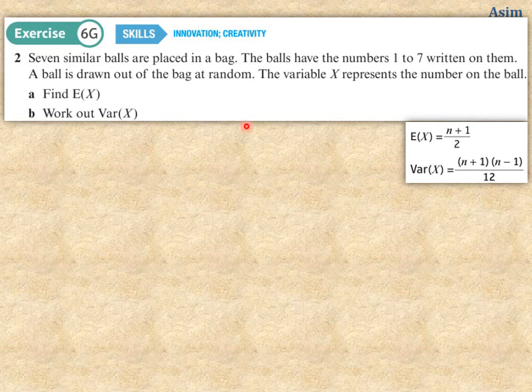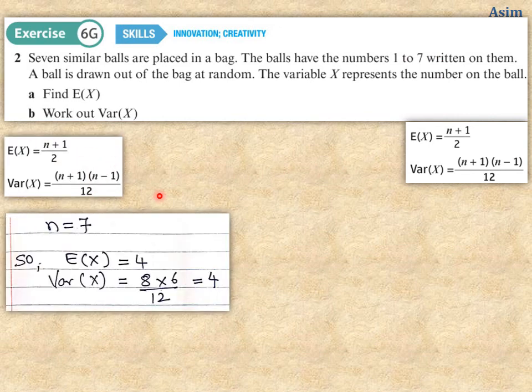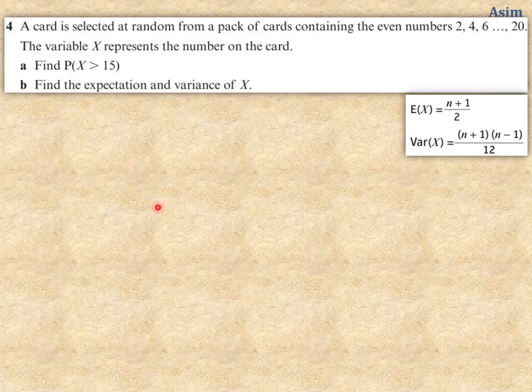You don't need to do anything, no need of any table. N is 7 here, so 7 plus 1 is 8, divided by 2 will give you the mean. So n is 7, mean is 4. Variance will be (7 plus 1) is 8, (7 minus 1) is 6, so 8 times 6 divided by 12, and that will give you the variance. Let us go ahead.